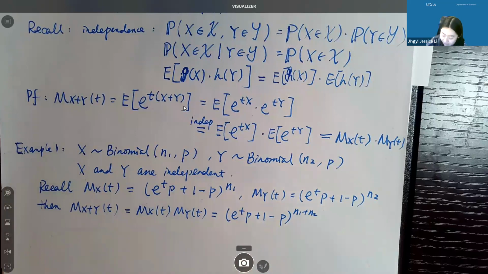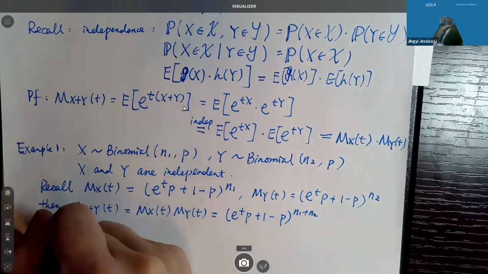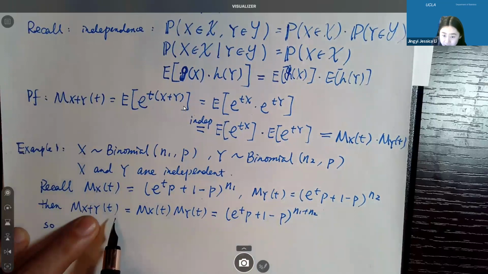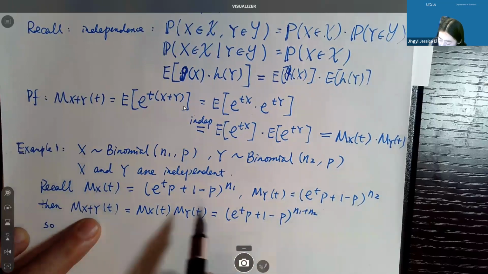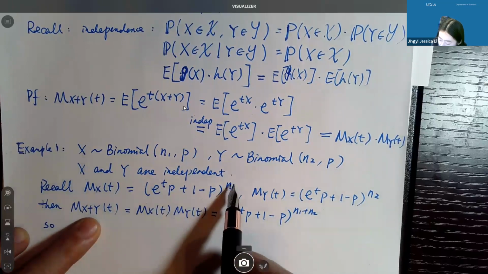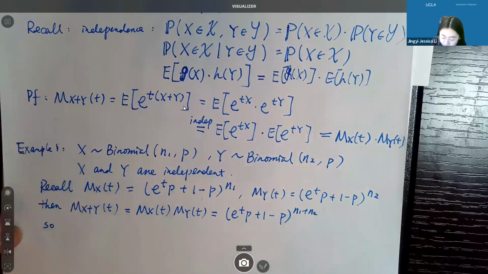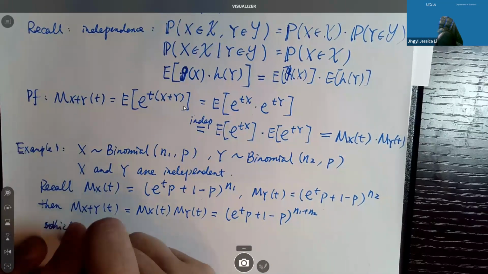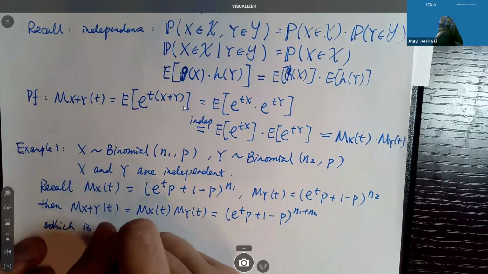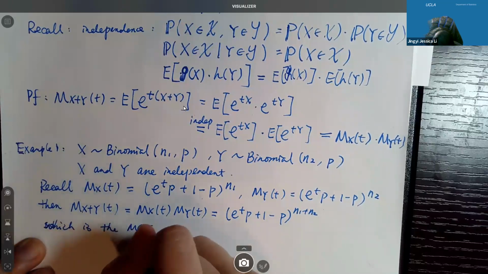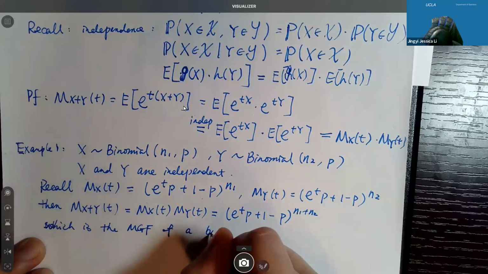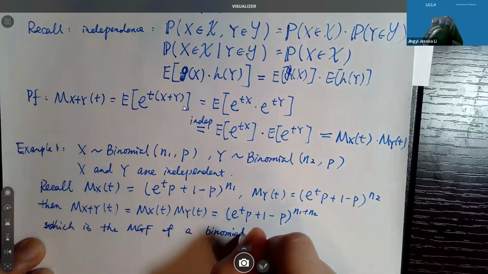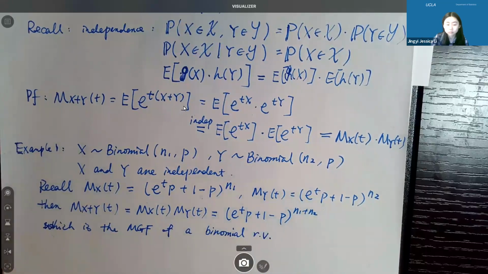You can conclude that it's the same function, right? It's the same function family. So it's just the same term to some power, same term to some power. So you can recognize that, I'll just write it, which is the MGF of a binomial random variable. You recognize the form.